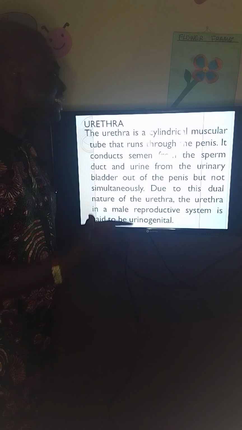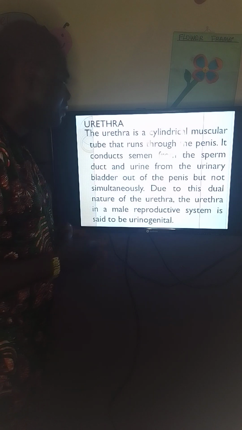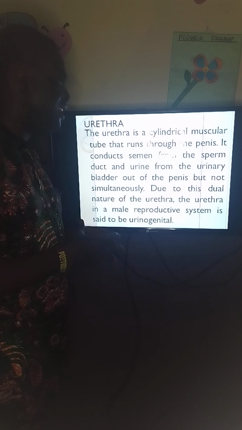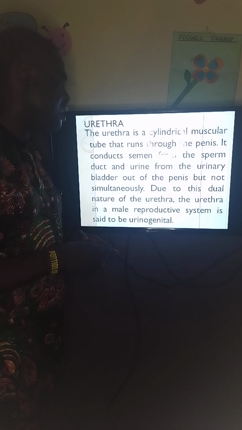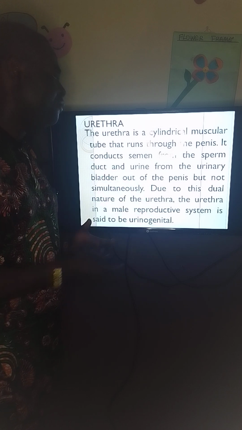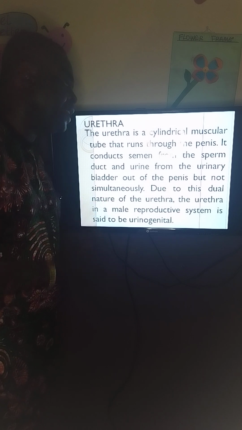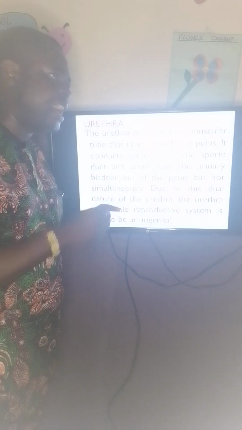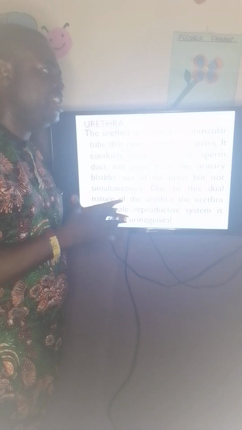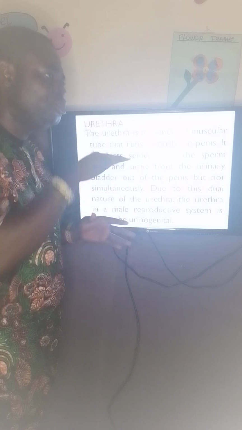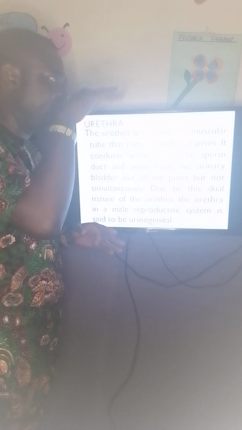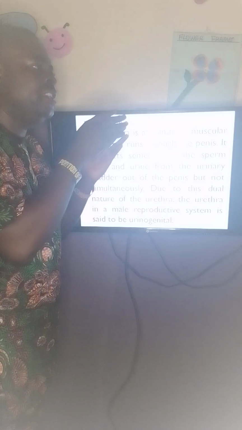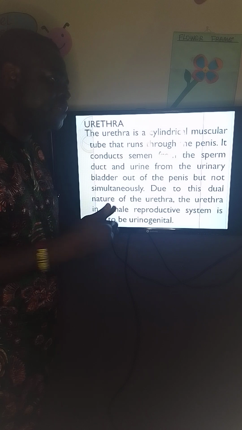Now, we have the urethra. The urethra is a cylindrical muscular tube that runs through the penis. It conducts semen from the sperm duct. It also conducts urine from the urinary bladder out of the penis, but not simultaneously. Sperm and urine cannot mix together. If ejaculation is about to take place, urine will stop. There is a valve that will stop the urine from coming down. And if urine is coming out, the sperm cannot come out.